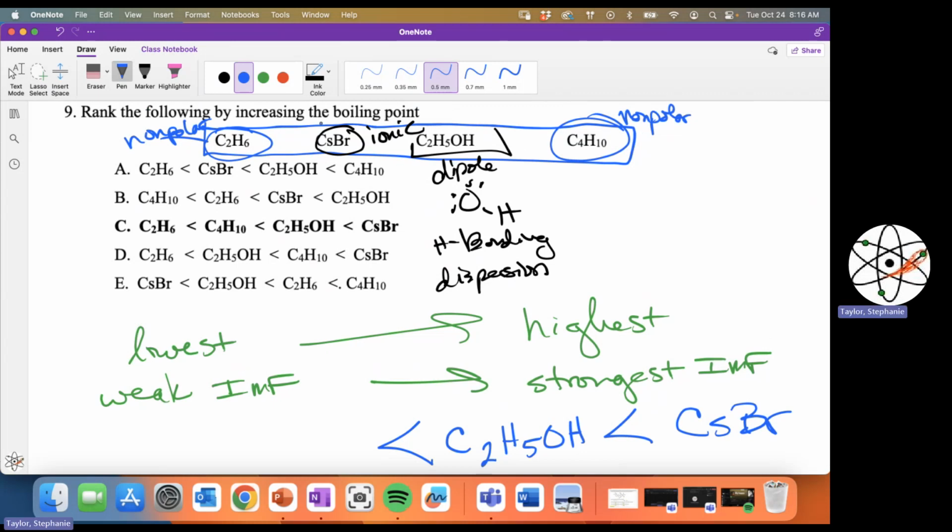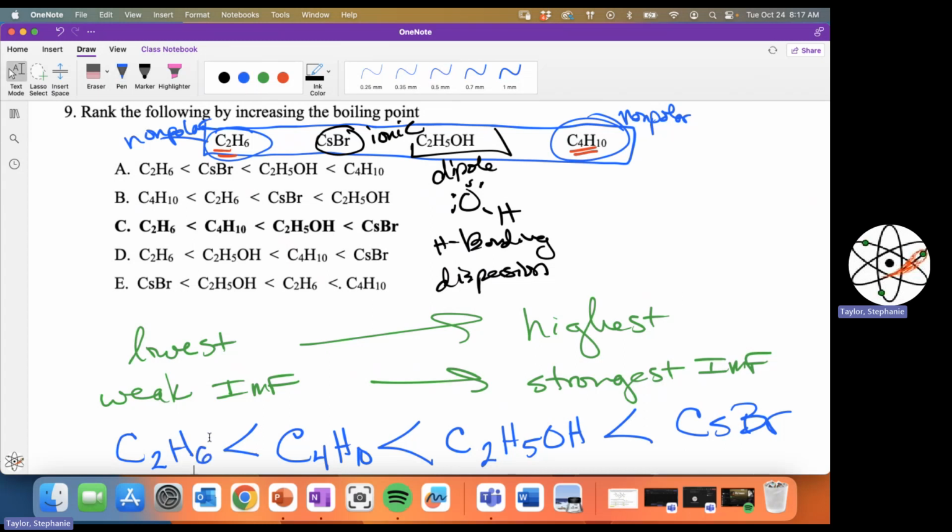Since both of these are nonpolar, I need a way to figure out which one's stronger than the other. One of these has 4 carbons and one of these has 2 carbons. The one with 4 carbons is going to have more dispersion forces. When we did instantaneous dipole, we mentioned that this is just a random thing that occurs. The more atoms you have, the more carbons you have, the statistically more likely you are to wind up with more dispersion forces because you just have more atoms. So this one has greater dispersion forces, and this should be the lowest one.